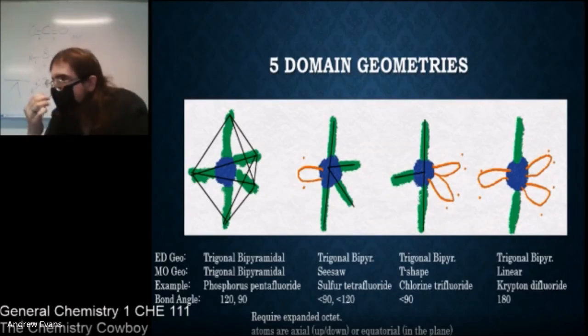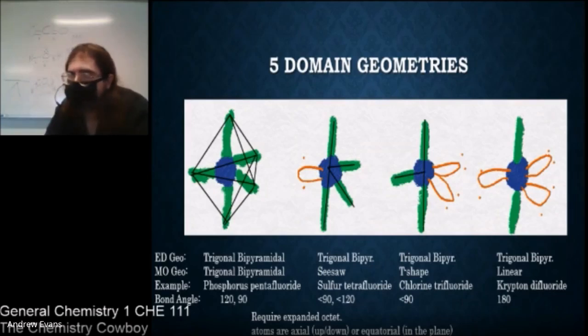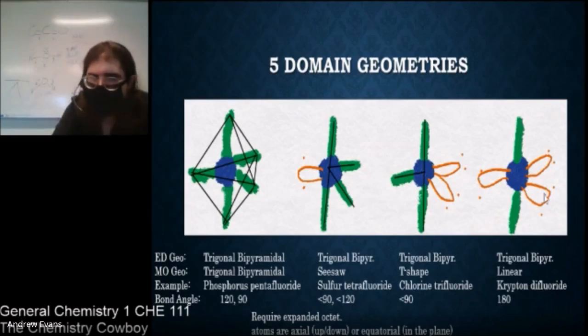We could do that. It's not very common. Look at the structure I had to do. Krypton difluoride. What did I say about krypton? Krypton's a noble gas. Krypton doesn't like to make bonds. So it's possible. It's not very stable. It takes a lot of energy to do that, but it's possible. Krypton difluoride makes a linear shape. So it's not very common.